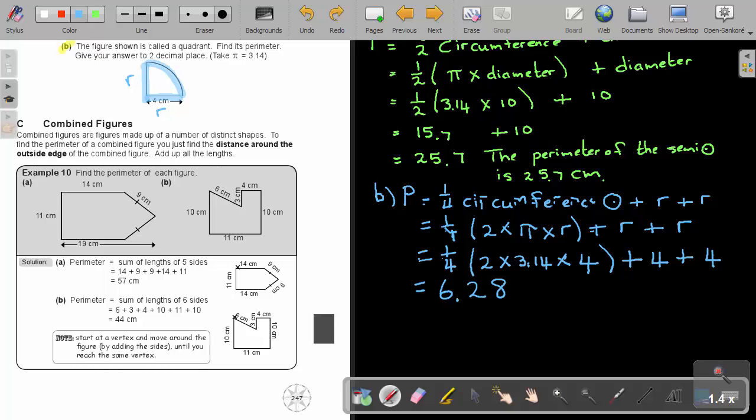6.28. And that 4 and 4 will give me 8. And my final answer will be 14.28, remember I said 2 decimal places. And that will be in what? In centimeters. And you can end with a sentence like, the perimeter of the quadrant is 14.28 centimeters.